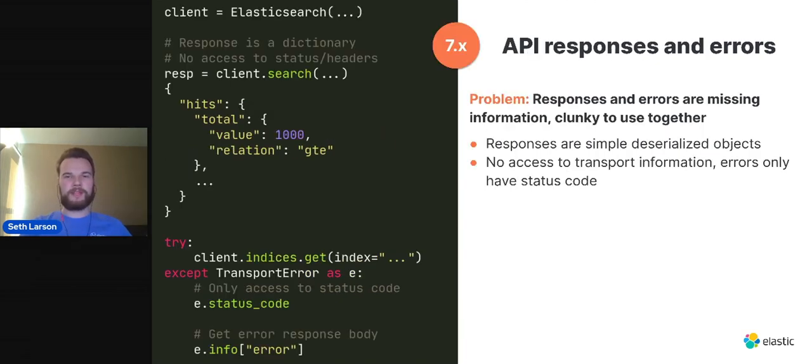Okay, so the final problem is API responses and errors. So right now in 7x, when you get a successful response back, it's just a simple deserialized object. In a lot of cases, it'll be a dictionary containing deserialized JSON. But then if you get a failed response back, it'll be an exception that will only have a status code, and the body itself is a different way to access that information. But then the other thing is that even on a successful response, you can't get the status code or any other sort of transport information like headers or which node serviced that call. And so it's really tough to know what happened and what the actual response was without going to a lower level.